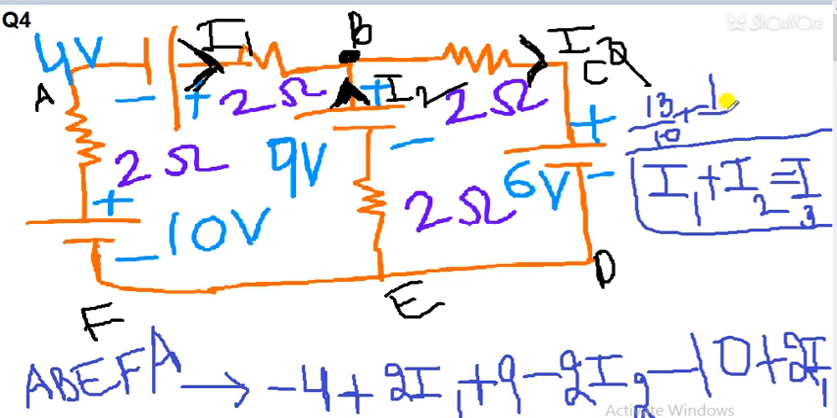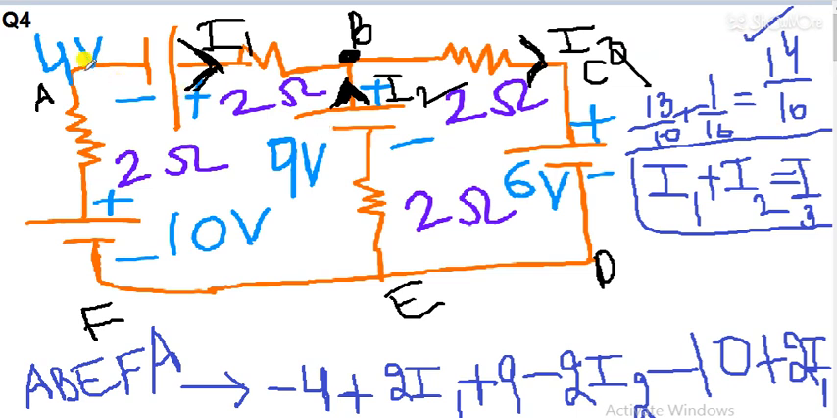So the value of I3 comes out to be 14 by 10. No value is negative here, so that means we have taken the right values and the right directions of currents. So I3 will be equal to 14 by 10. Let me check the solution again, students, so that our solution is right.